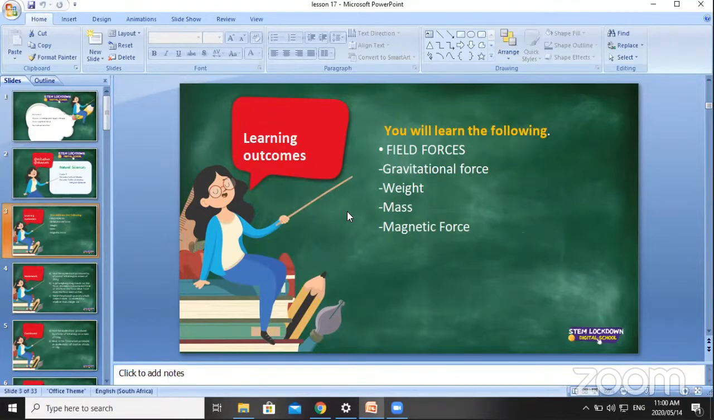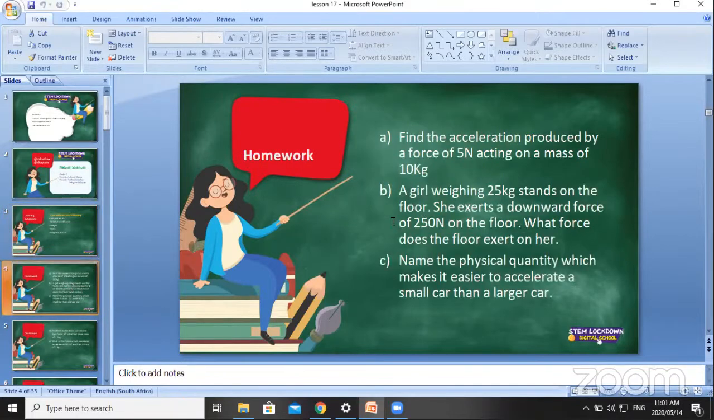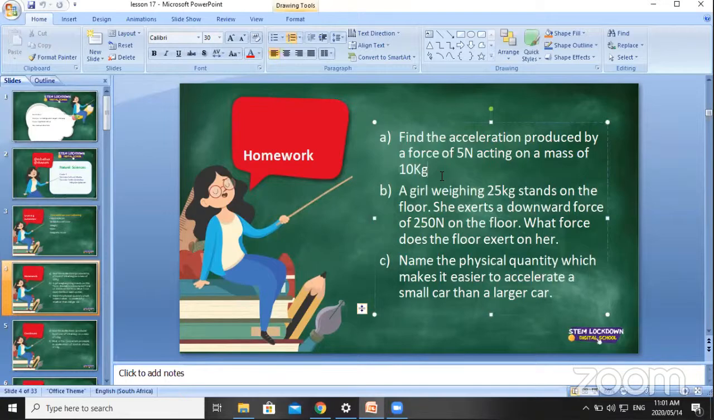But before we can continue with today's lesson, let us do the corrections from yesterday's homework. So this is what you were given yesterday. They said to you, find the acceleration produced by a force of 5 newtons acting on a mass of 10 kg.